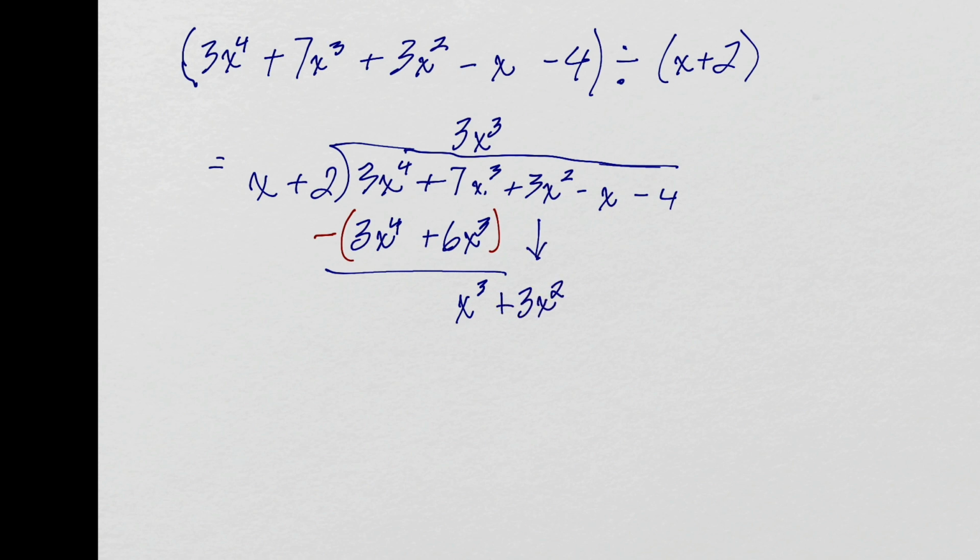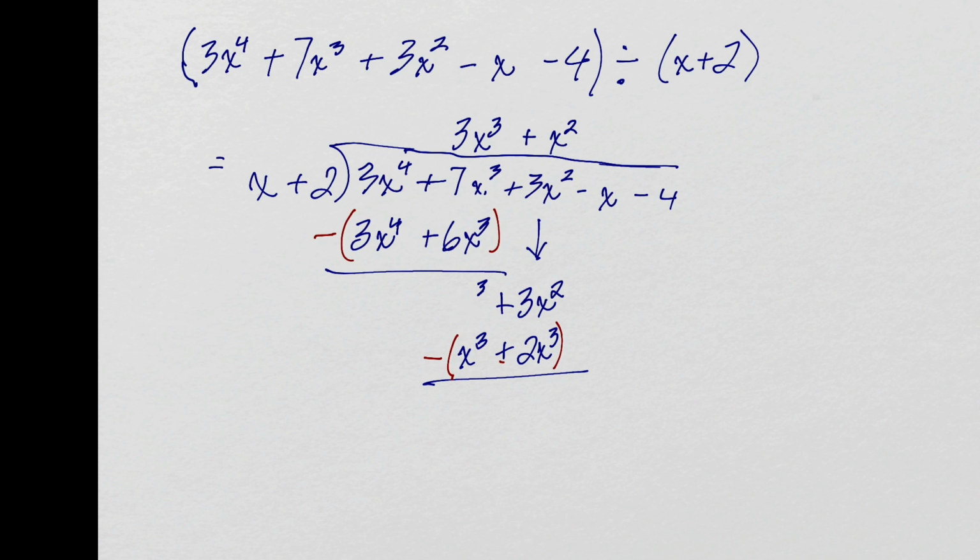And again, I'll say leading term, leading term. x goes into x cubed how many times? Well, x squared times, because x squared times x is x cubed, and x squared times 2 is 2x squared. So I'll write that in. Then I'll subtract, again remembering that we are subtracting both this term and this term. So I put a minus in front of both of them. So x cubed minus x cubed.